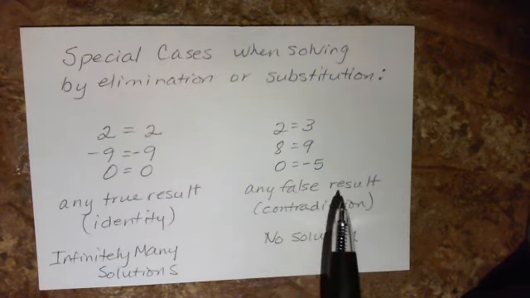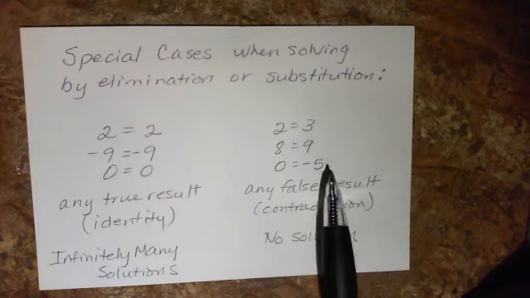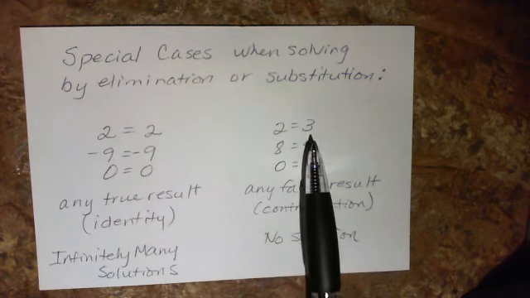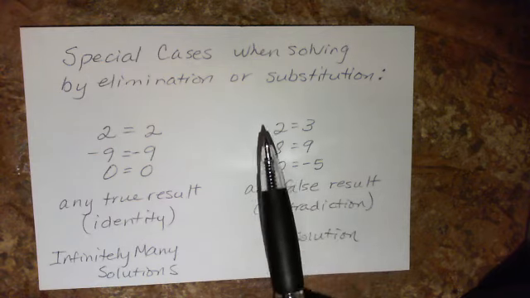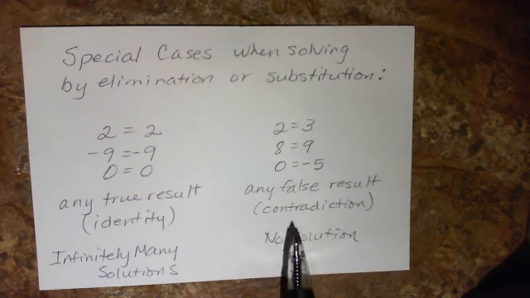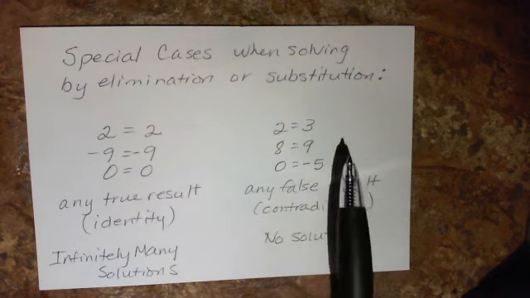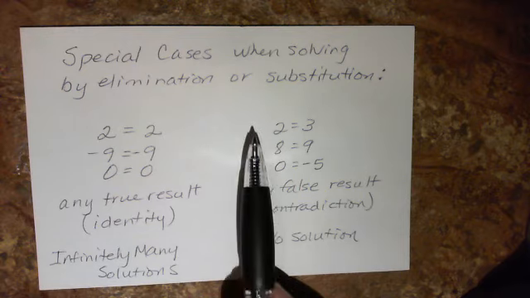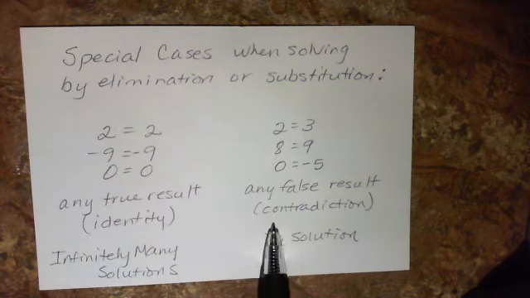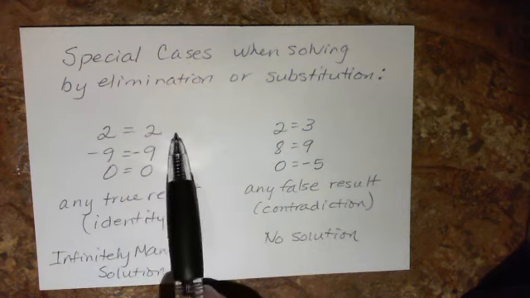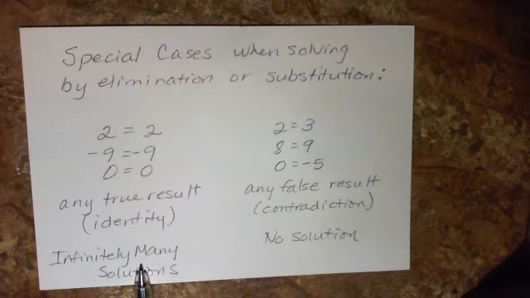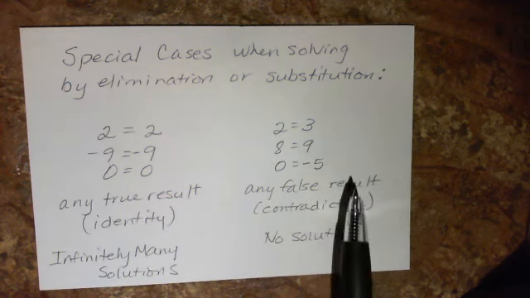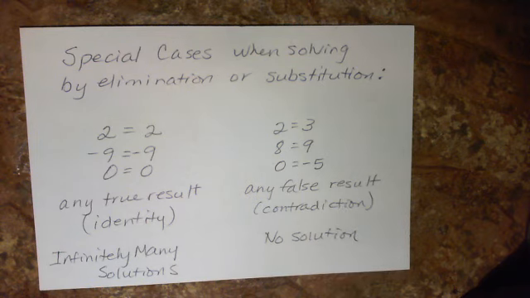Okay, so in graph form we would see those as parallel lines, but we don't have to see the graph to know that this kind of special case, a contradiction when solving by one of these methods, still means no solution. Okay, that would mean parallel lines. We don't have to see the graph of that to know that this result means no solution. Okay, true results, infinitely many solutions. False results, no solution.